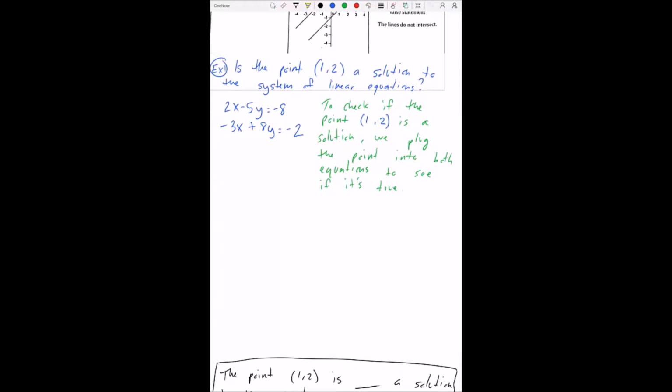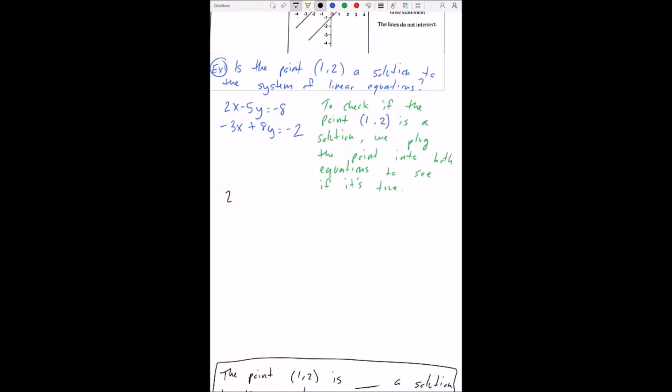Okay, for example one, is the point (1, 2) a solution to the system of linear equations? We have our system: 2x minus 5y equals negative 8, and negative 3x plus 8y equals negative 2. To check if the point (1, 2) is a solution, we're going to plug the point into both equations to see if it's true.